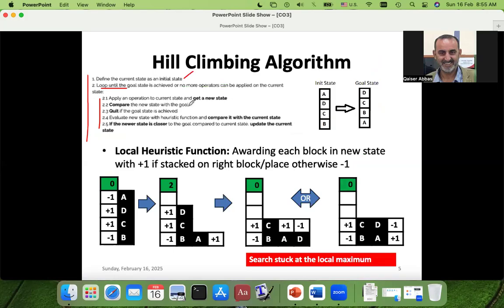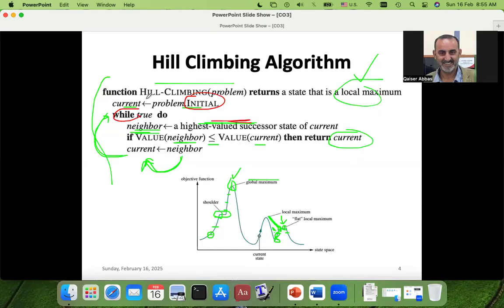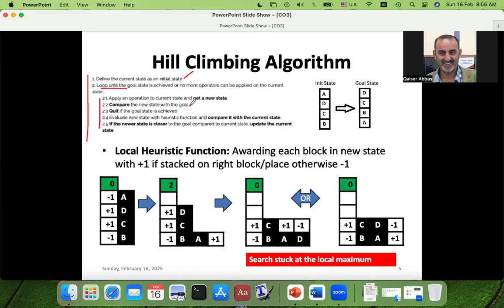Compare the new state with the goal. This is a new statement. Here we are not comparing it with the goal, we are just returning. So now this is a new statement, an extra statement here. Okay, no issue. Whatever state we are getting here, we are comparing it with the goal.